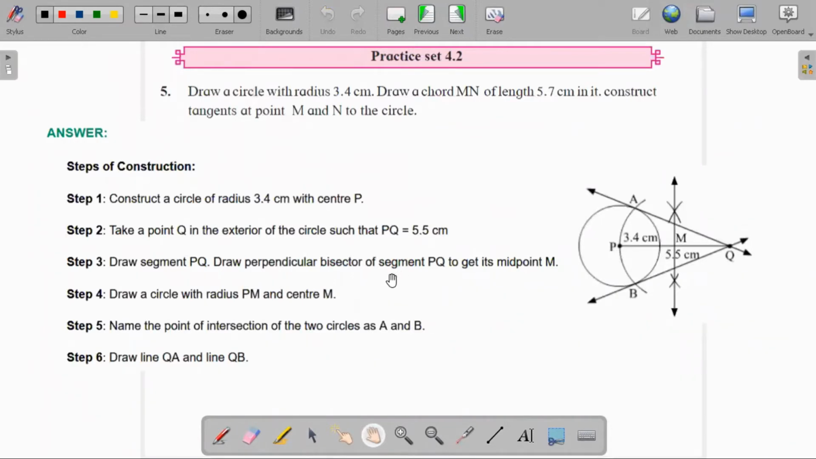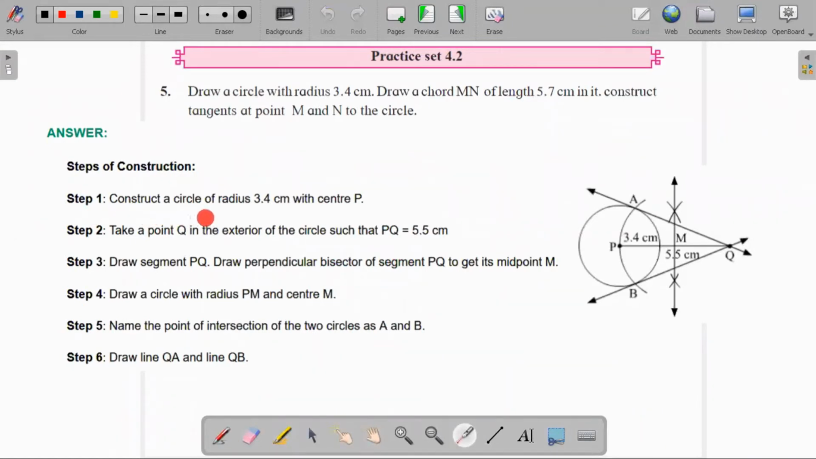This is an example sum from your practice set 4.2, the fifth one, which says, draw a circle with radius 3.4 centimeters. Draw a chord MN of length 5.7 centimeters in it. Construct tangents at points M and N to the circle. First, let us see the steps of construction involved.